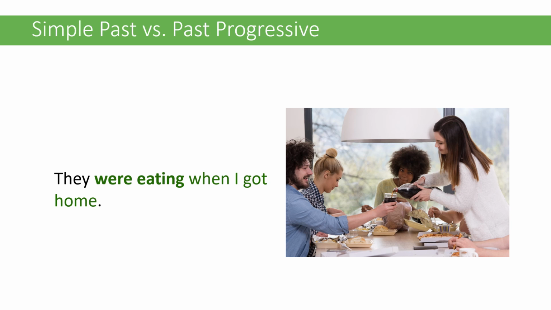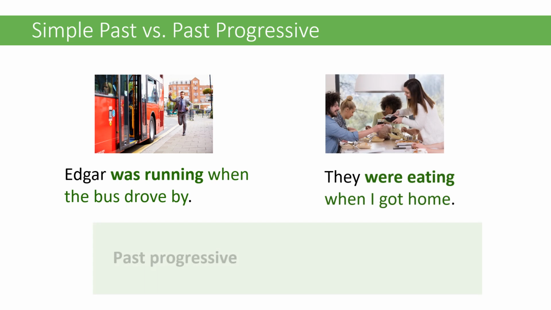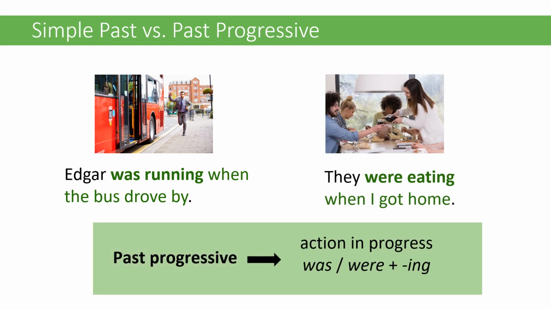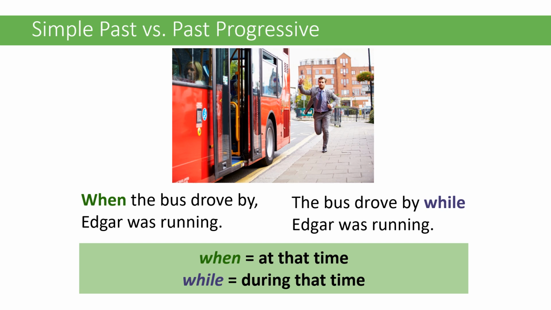Look at this example. They were eating when I got home. So we use was or were with a verb plus -ing to make the past progressive. We often use when with simple past verbs. So when means at that time. We often use while with past progressive. While means during that time.